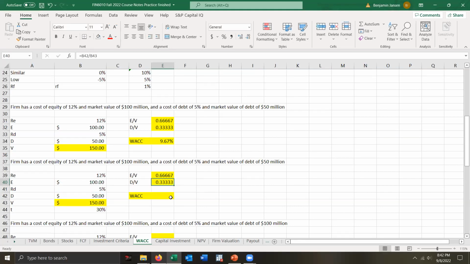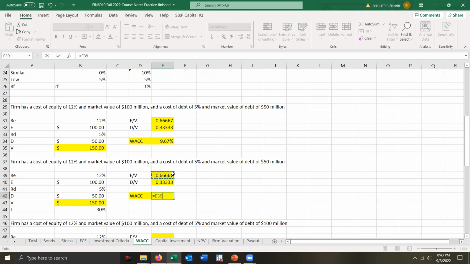That should stay the same. And now we're going to calculate the WACC. So now that we're adding in this net of tax cost of debt, should we expect the WACC to increase or decrease? Decrease. Yeah, we're bringing in the tax rate, right? Which, everything else equal, is going to reduce the cost of our debt.